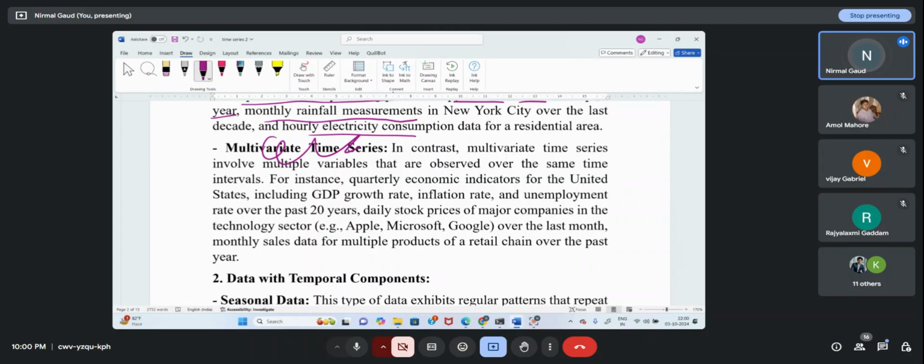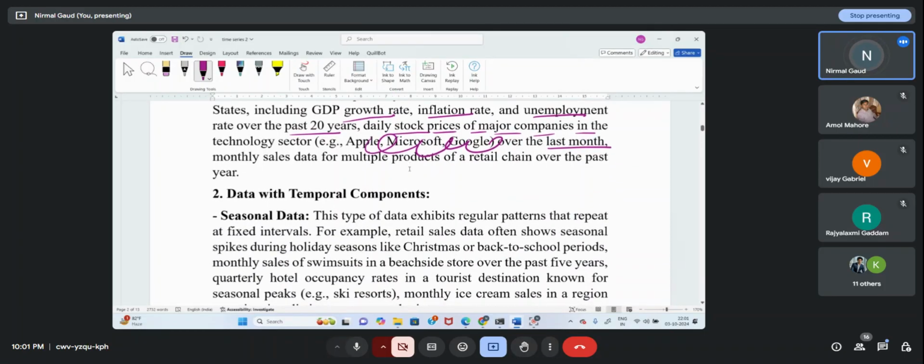Okay, like GDP growth, inflation rate, unemployment over the past 20 years, daily stock prices of major companies like Apple, Microsoft, Google over the last month, which may have opening price, closing price, volume. There could be many features present in them. See, one feature is univariate, multiple features is multivariate.